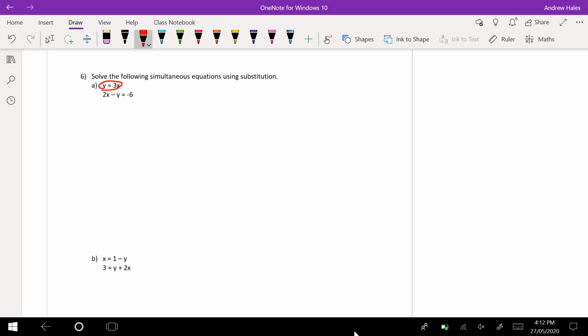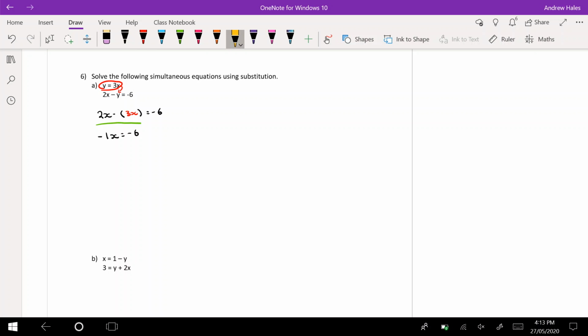Well, if y is equal to 3x, then instead of y, I could also write 3x. So I'm going to put that into my other equation. 2x take 3x. Again, remember, instead of y, I write 3x, is equal to negative 6. Now, I'm going to combine my like terms together. 2x take 3x gets me negative 1x, which equals negative 6.